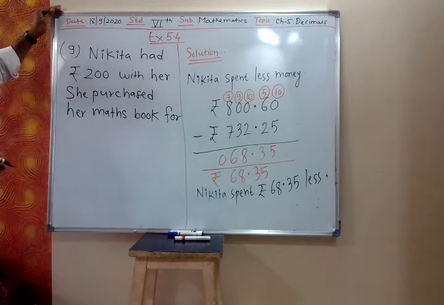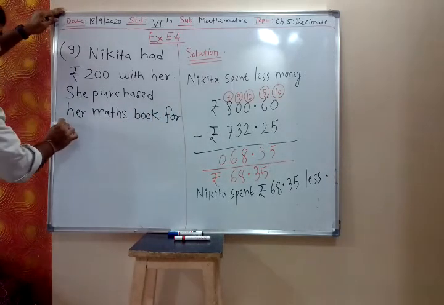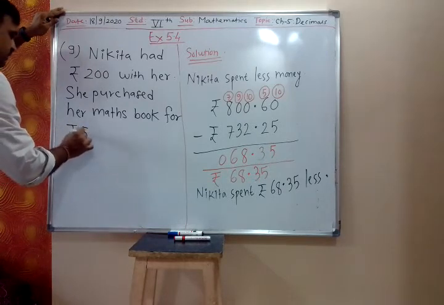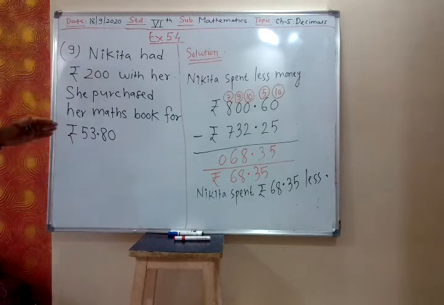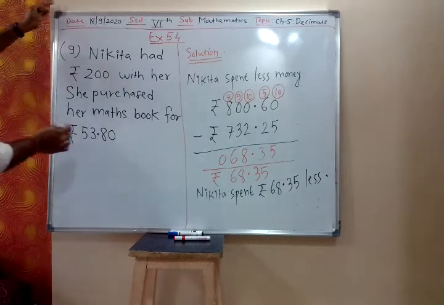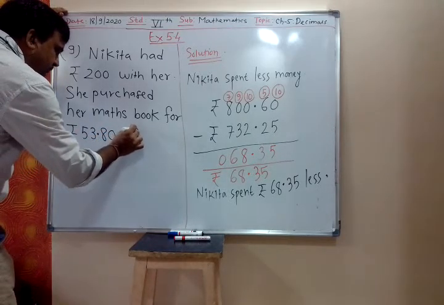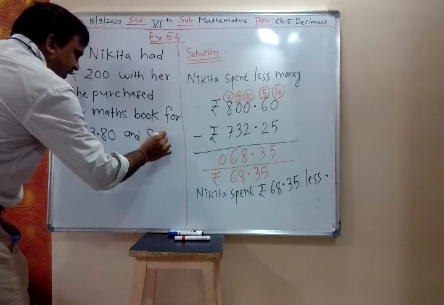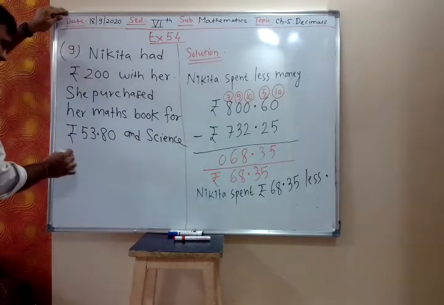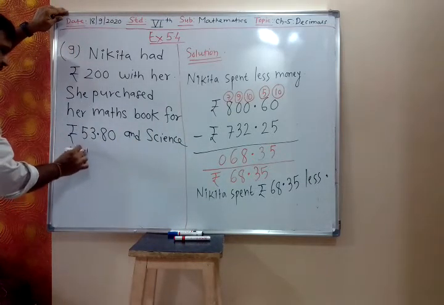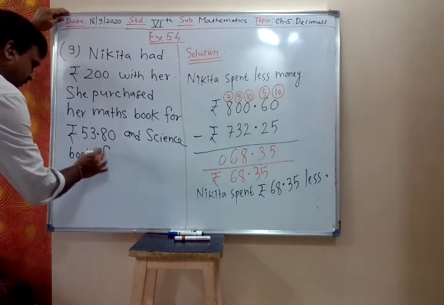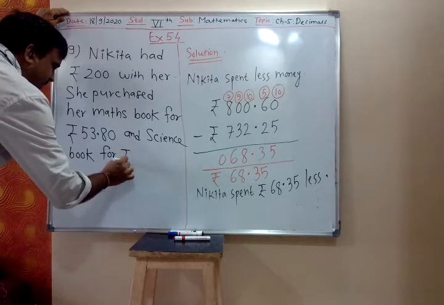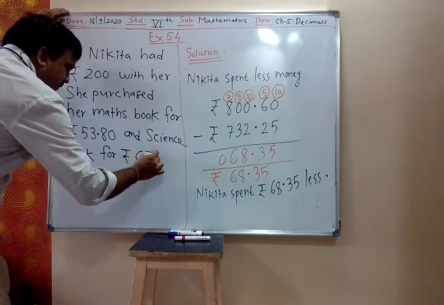She purchased her maths book for rupees 53.80 and science book for rupees 67.25.